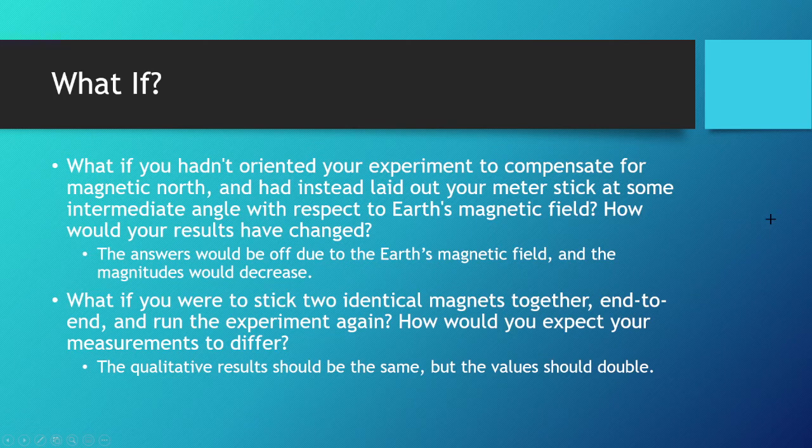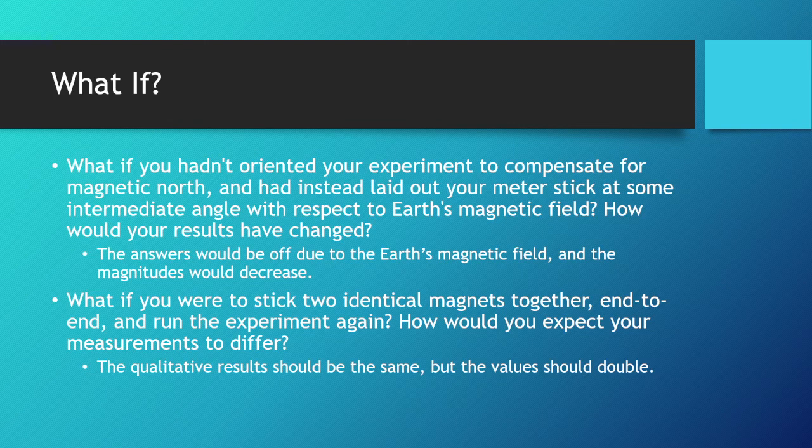And here are the what-if problems. What if you hadn't oriented your experiment to compensate for magnetic north and had instead laid out your meter stick at some intermediate angle with respect to Earth's magnetic field? How would your results have changed? The answers would be off due to the Earth's magnetic field, and the magnitudes would decrease.